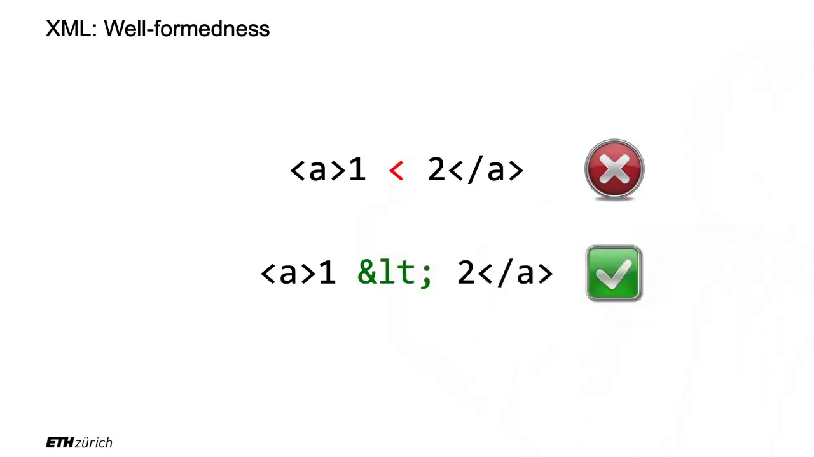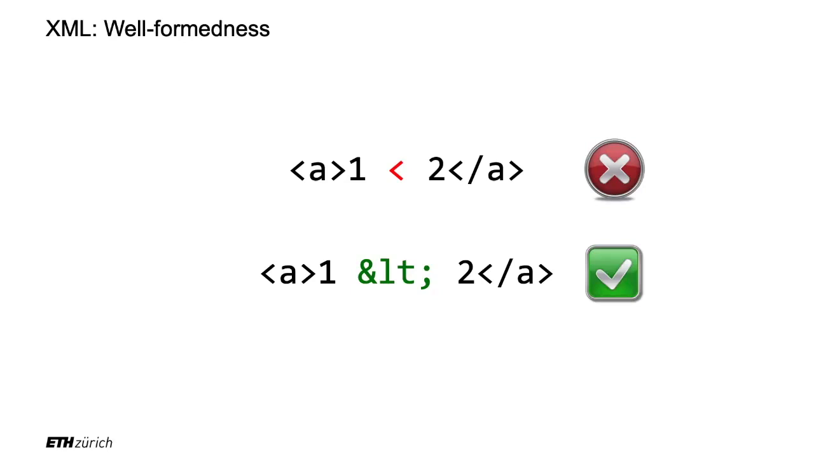But now comes the question, what do you do if you really want to have one smaller than two as text? And then the answer is you escape it. Escaping is something you know from many languages. In JSON, we use backslashes, as is very common. In XML, we don't use backslashes, we use ampersands, right? This ampersand symbol here, LT means lower than, and then the semicolon. So this is an escape sequence.